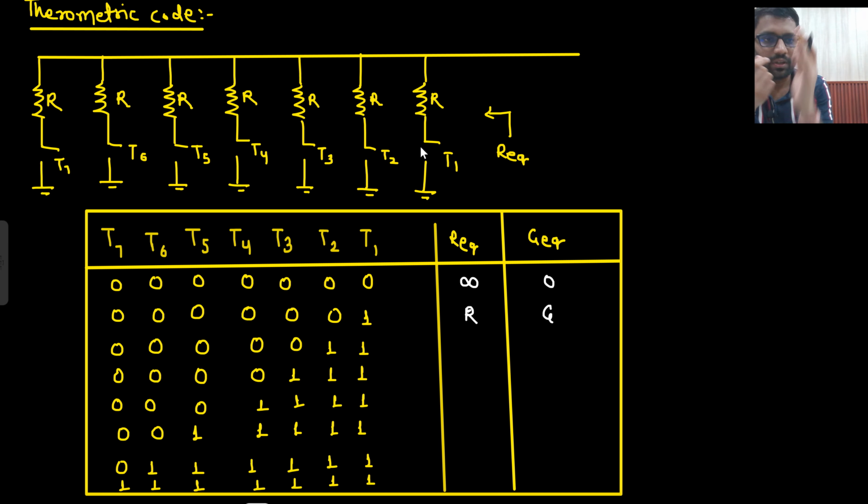Now the next thing we are going to do: if one has become on, we will keep this on only. So what are we going to do now? Next I will turn this one on. So R by 2, 2G. Now if these two are on, we will keep these two on only. Next I will turn this on. So R parallel with R parallel with R, 3G.